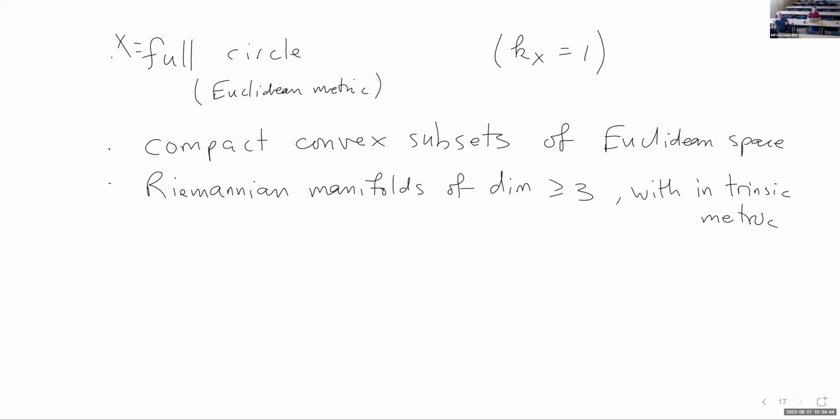Can you come back to the previous point? Compact convex subset. How does convexity enter? Just for the property of connecting by geodesics, by straight lines. That's where convexity comes in. So you don't have this problem with the distance, exactly right.